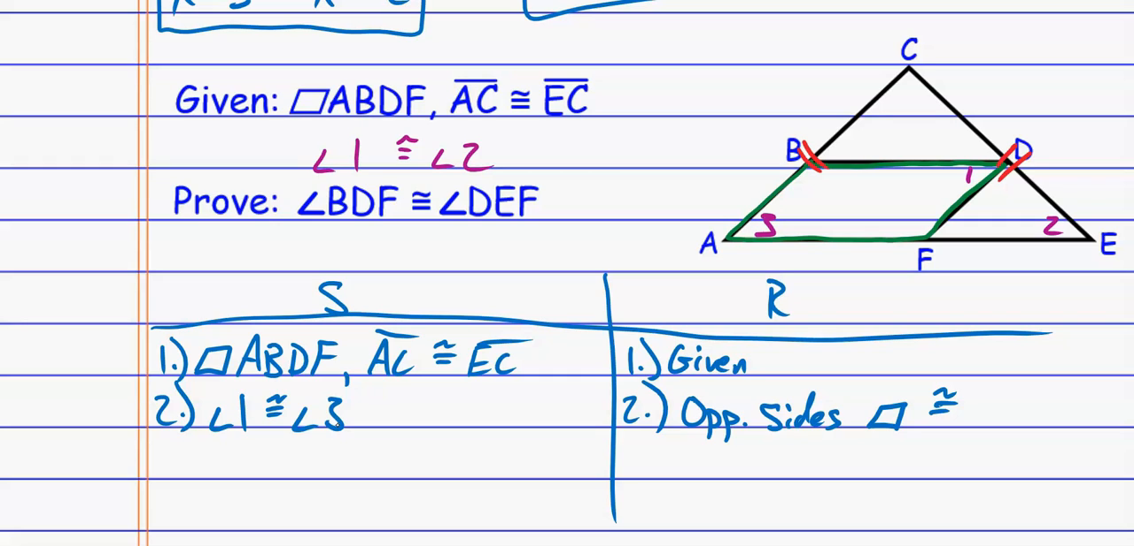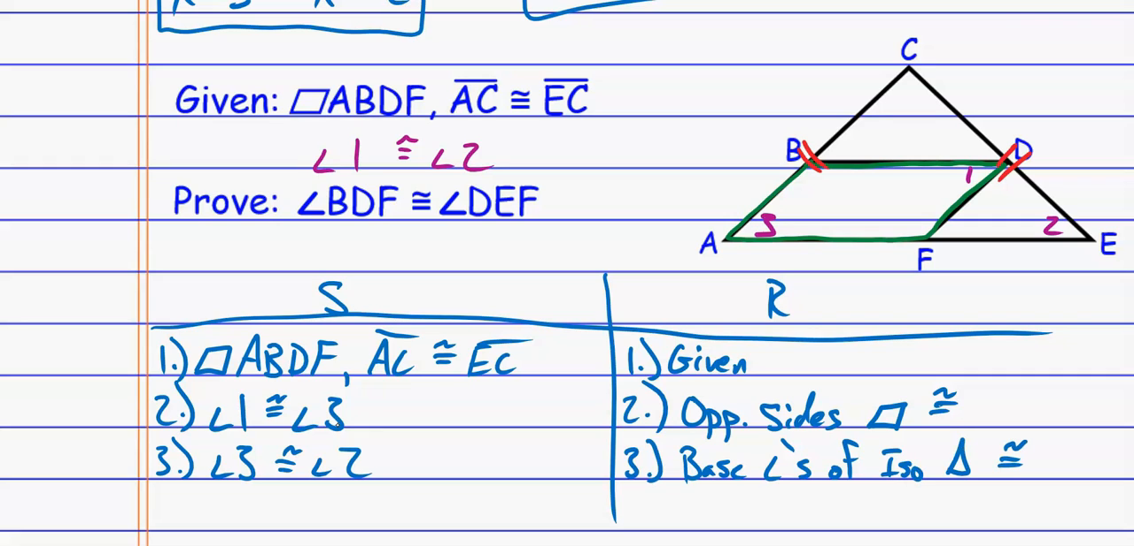And then the other thing I know based on the given is that because AC is congruent to EC, because it's an isosceles triangle, I know that those base angles are congruent. So I could immediately say that angle 3 is congruent to angle 2. And you could make the justification that if two sides of a triangle are congruent, the angles opposite those sides are congruent. I'm just going to label it this way and say, hey, base angles of isosceles triangles are congruent.